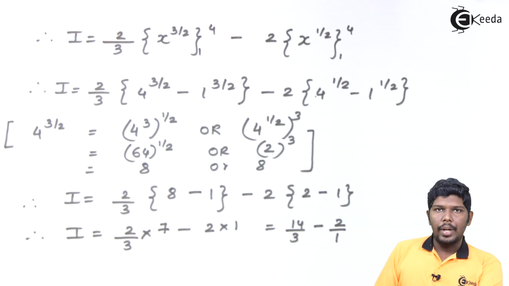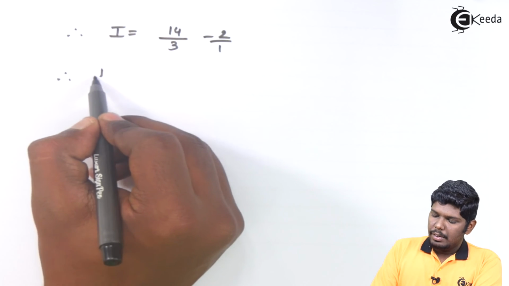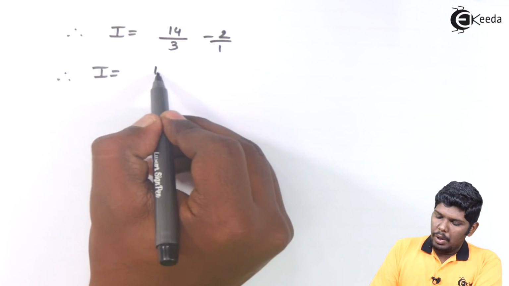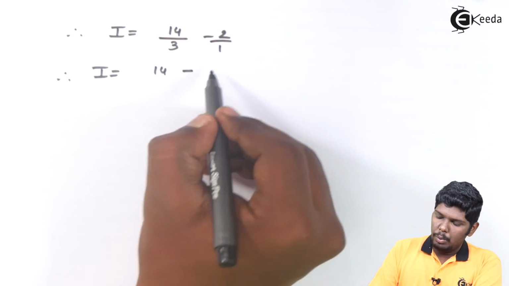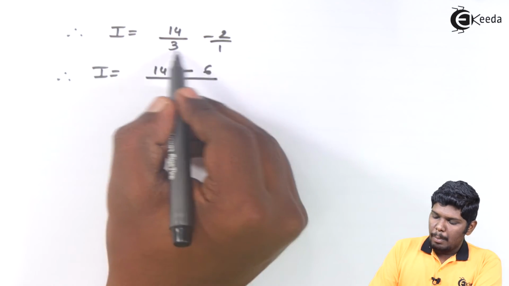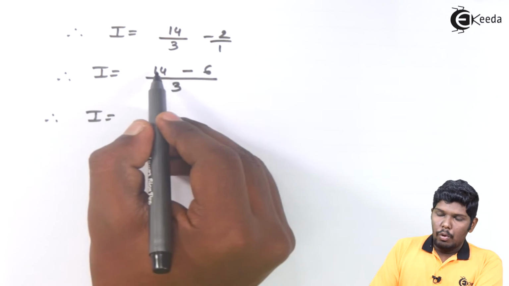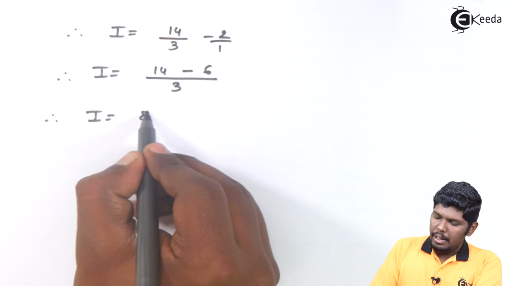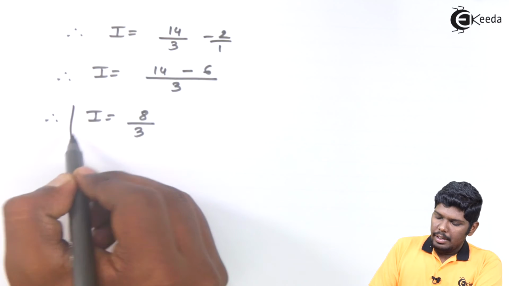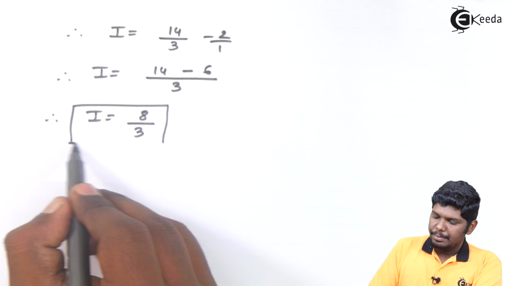On solving these two fractions, we have 14 ones are 14, minus 2 into 3 gives 6, upon 3 into 1 is 3. 14 minus 6 gives 8 upon 3. This is our final answer.